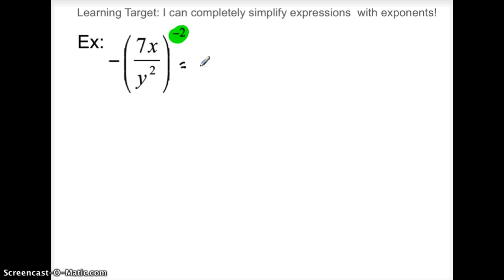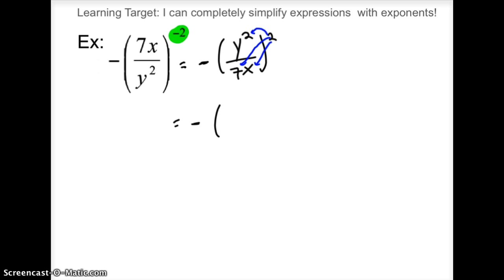So, like I said, that negative that's out front, just keep rewriting him. But we do need to flip this to get rid of that negative. We're going to flip our fraction, y squared over 7x. All right, and that'll make the 2 turn positive. Now, I can distribute to here. Now, be careful. The 7 gets the power as well as the x. Okay, that's a common mistake. A lot of people just put on the x, but 7 is his own person, so don't forget about him.